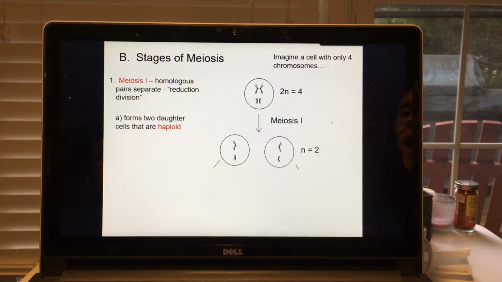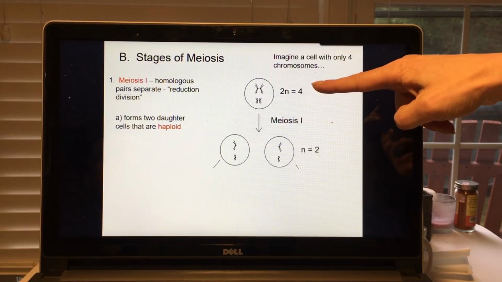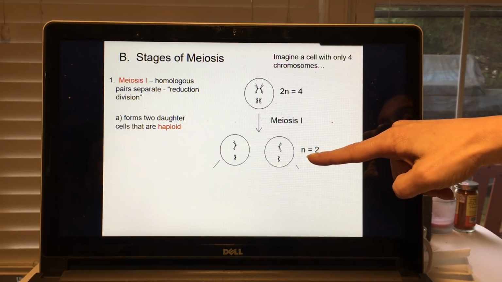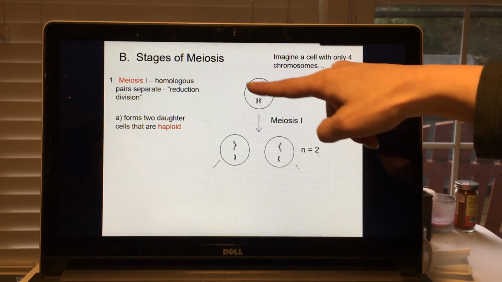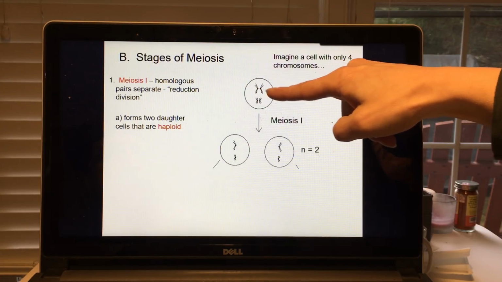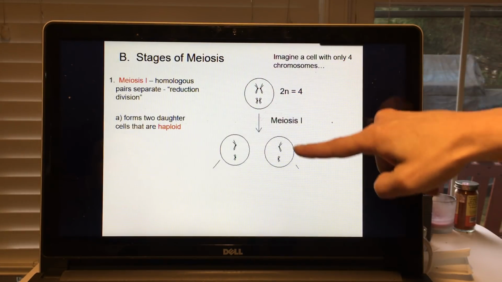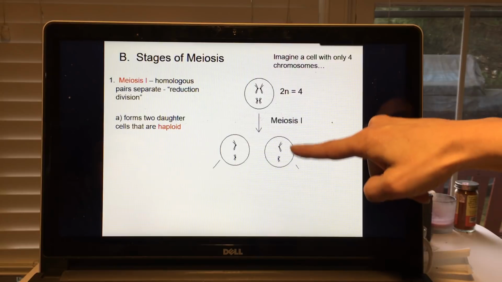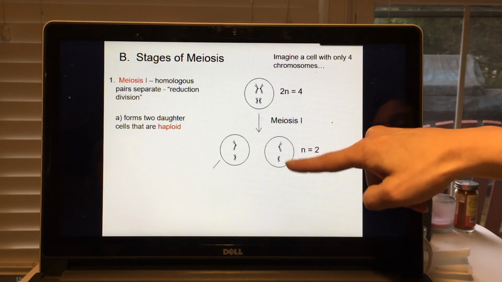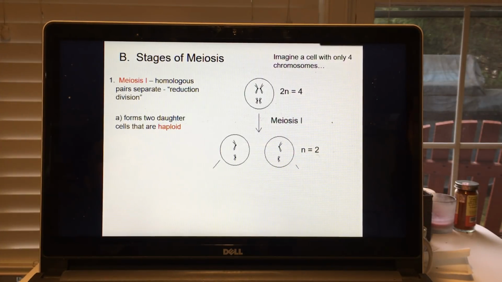One thing students often get confused about is they think double-stranded means diploid. This cell will be diploid, this cell will be haploid, because we've gone from 4 chromosomes and each of these chromosomes had a match. There are homologous pairs present. Now you have 2 chromosomes, but they're not the same size as each other, and they're not homologous to each other. So it's quite obvious that you have a haploid cell.